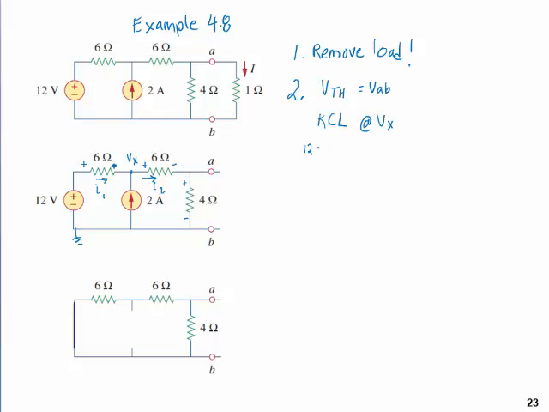So 12 volts minus voltage at X divided by 6 ohms. That's an application of Ohm's law right here. The voltage drop across that resistor divided by the resistance gives me current, right? Actually, what am I doing? I'm saying I1 plus 2 amps equals I2. And now I'm applying Ohm's law. So this is I1, and then plus 2 amps going into the node equals the current leaving the node, I2, which is Vx.